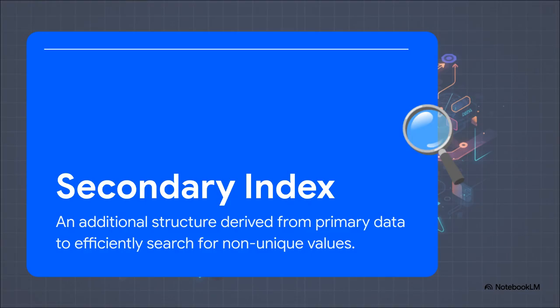Enter the secondary index. The crucial thing to remember here is that a secondary index does not uniquely identify a single record. Instead, think of it like a signpost. It's an additional structure derived from the primary data that maps a specific, non-unique attribute, like the color red, to a whole list of matching row identifiers. It is the absolute bread and butter of relational databases. If you've ever built a basic app and wondered, why are my search queries lagging so bad? Well, understanding this little signpost is your very first step to fixing it.